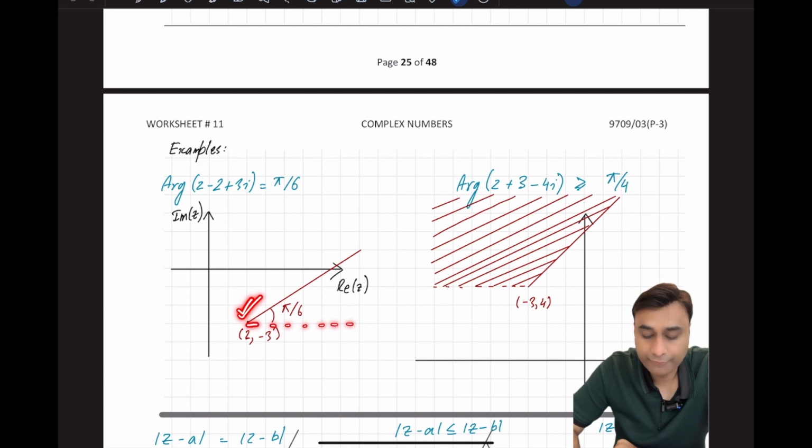This is going to be my reference point, a horizontal line, and at that point I'm going to draw an angle of pi by 6 radians. So pi by 6 is 30 degrees. You can use a protractor if you want to draw it more accurately, but if it's a sketch, you can just approximately make it 30 degrees and label it as pi by 6 radians.